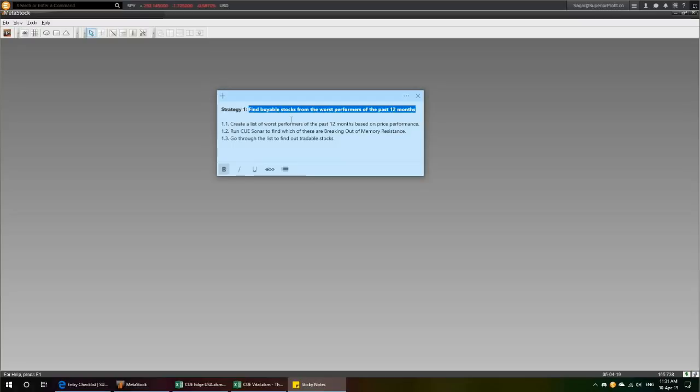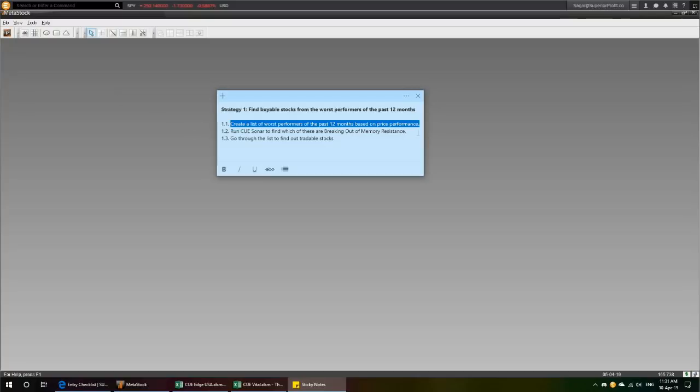One very profitable trading strategy is to look for viable stocks among the stocks that are currently worst performers. But we are not going to buy them if they are still dropping. So let's see how, using Q systems, I can put this strategy in action. First step is we'll create a list of worst performers of the past 12 months based on price performance.